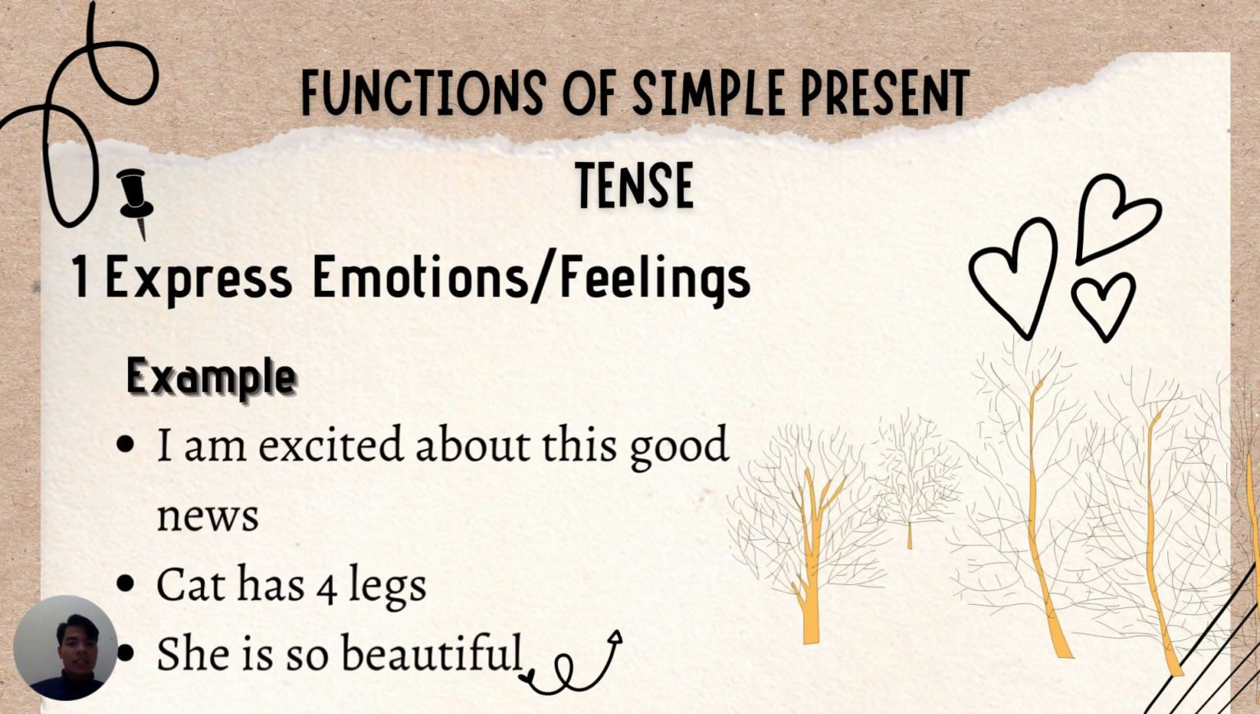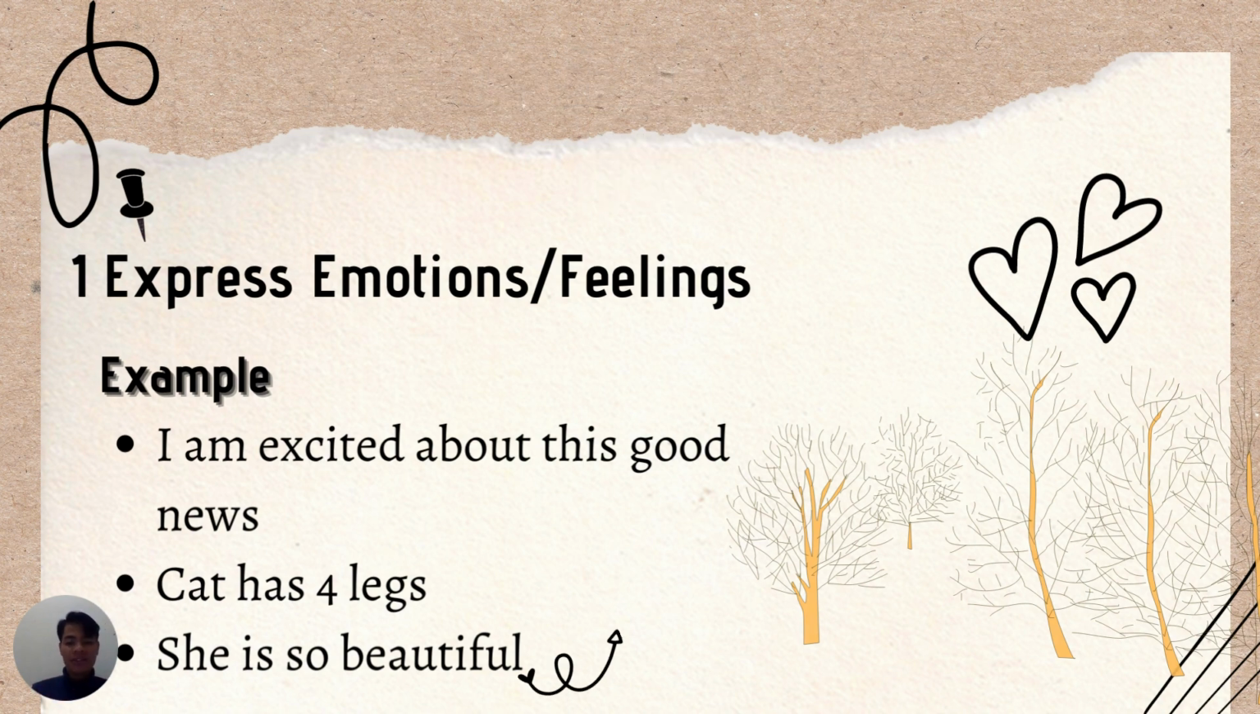Actually, simple present tense has functions. There are five functions of simple present tense. Let's check it one by one. Number one, simple present expresses emotions or feelings. Now, let's see the slide. Examples: I'm excited about this good news. Cats have four legs. She's so beautiful.